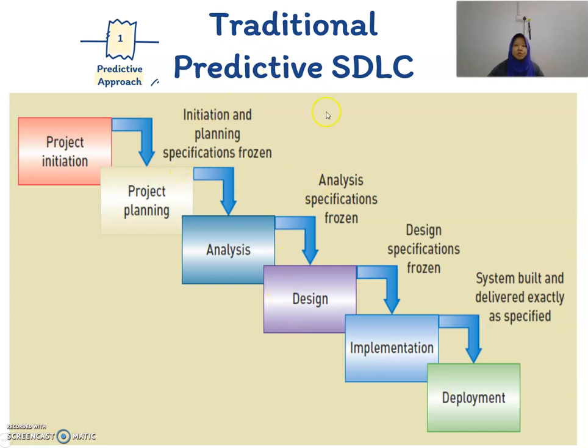This is the example of the traditional predictive SDLC. Once we complete the project initiation, we go to project planning. Once we complete the project planning, we go to the analysis. Analysis complete, then we go to the design. We complete the design and then we go to the implementation, and the last one is the deployment.